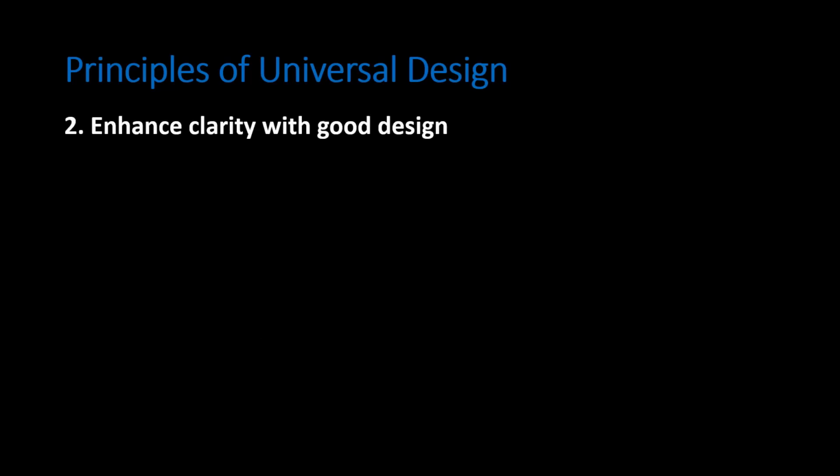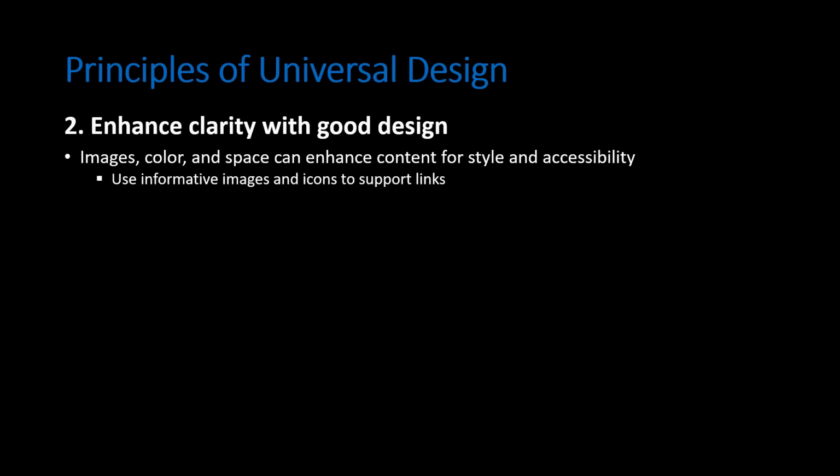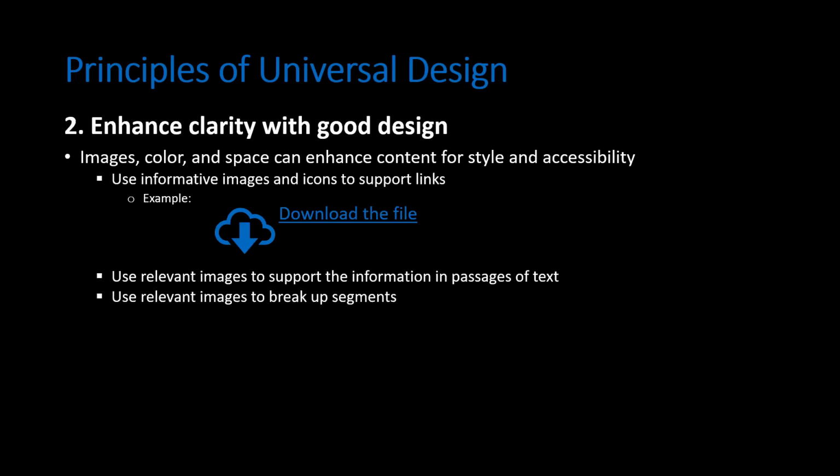You also can enhance clarity with good design, and there's quite a few pieces to this part. First, think about using images, color, and space to enhance content, both for style or aesthetic purposes, as well as accessibility. An example is using informative images and icons to support links. So something like this, right? There's a whole iconography now of readily understood symbols that we can use on our pages to convey information along with words. You don't generally want to use symbols only, but certainly these kinds of icons can be used to help make content clearer. You also can use relevant images to support information in passages of text and to break up segments that are textually dense.